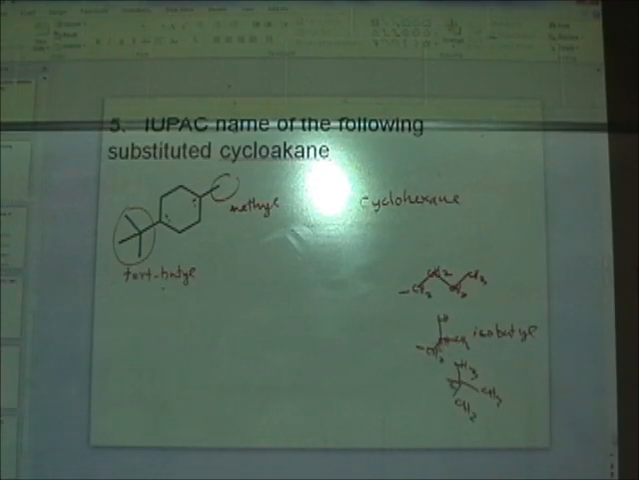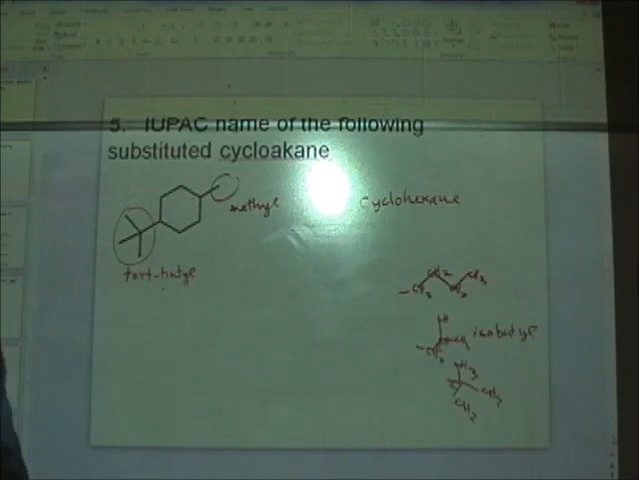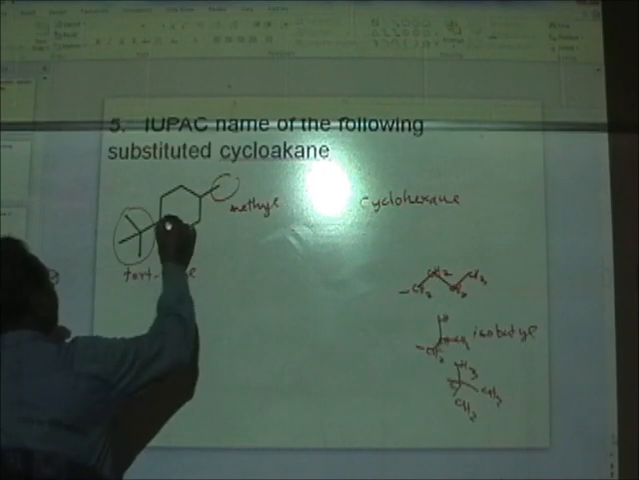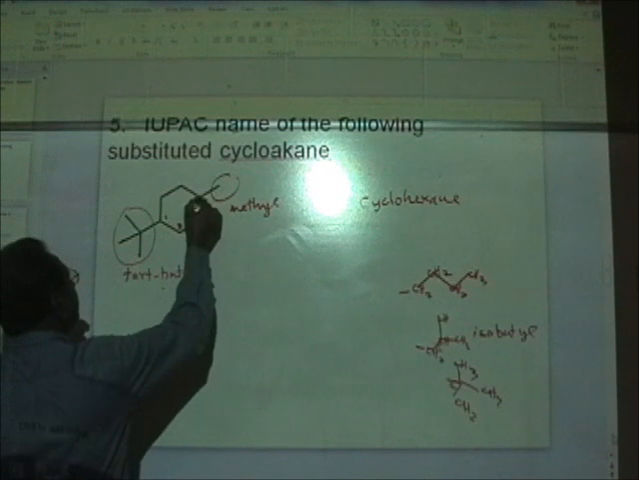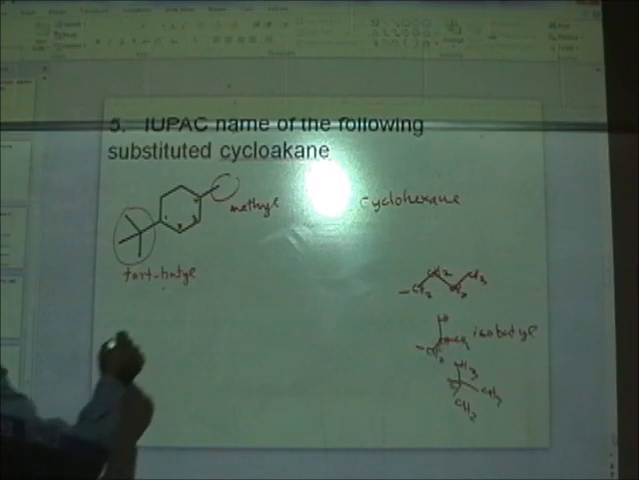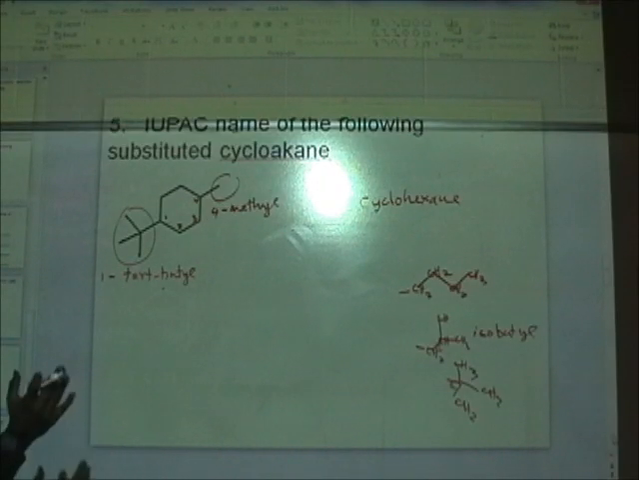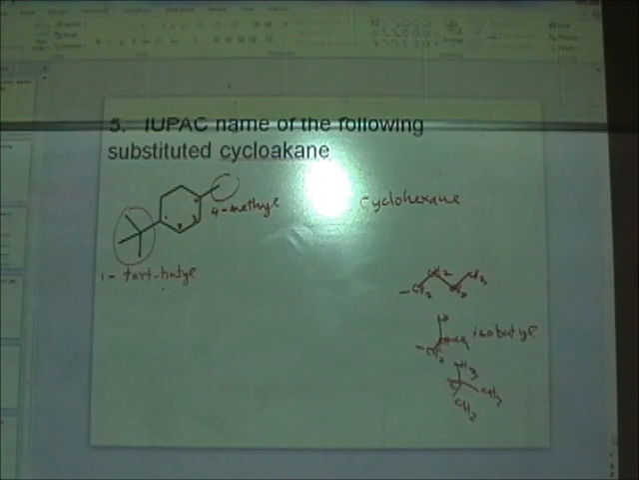Okay. How do you number this now? Which one gets the number 1? The most complex alkyl group, the one with more carbon atoms. In this case, this is going to be 1, 2, 3, 4, right? Methyl is kind of a simple case. So we call it 4-methyl, and this is going to be 1. You have to say 1, otherwise we don't know where it is, right?